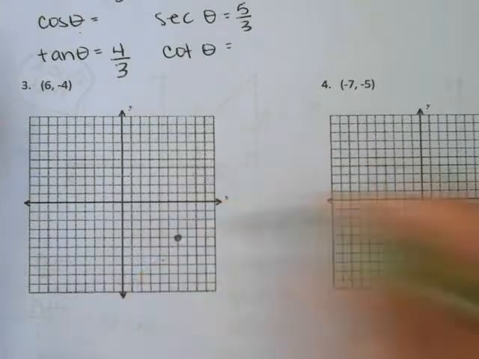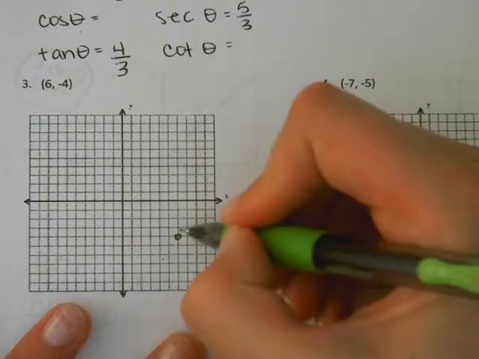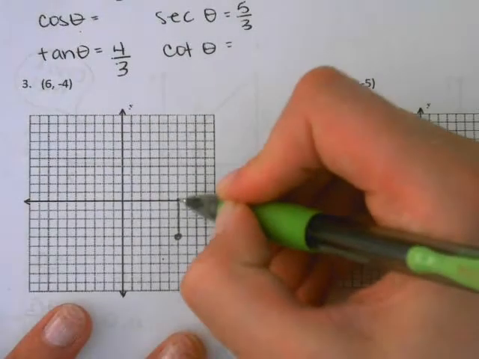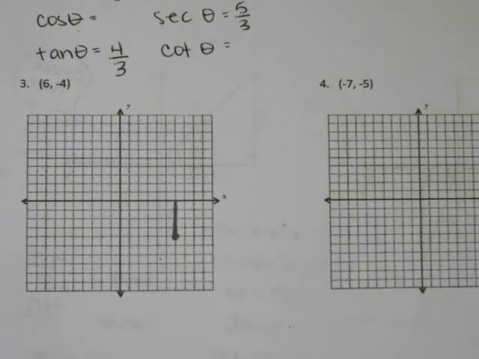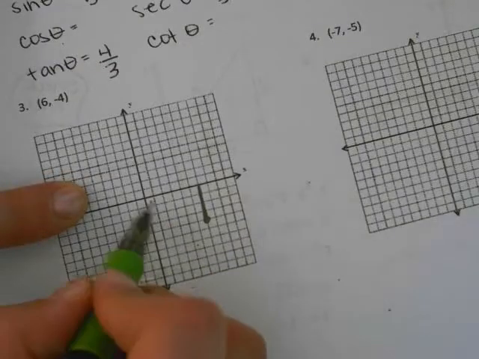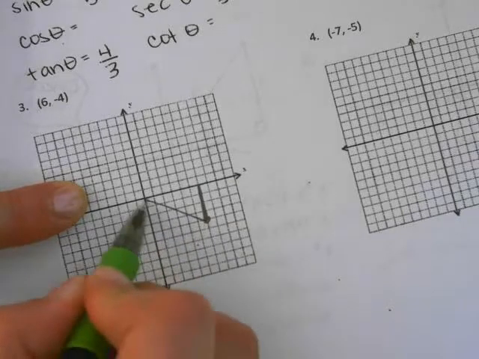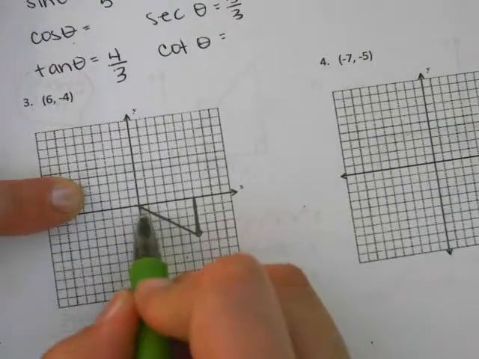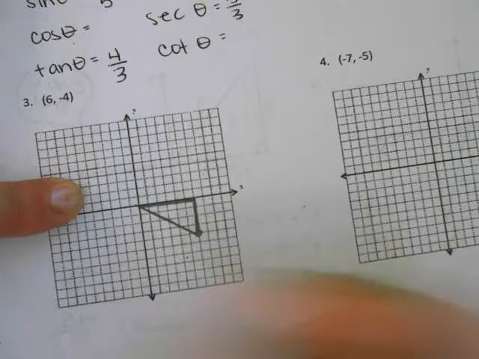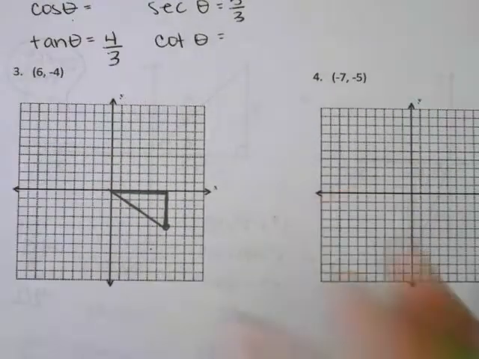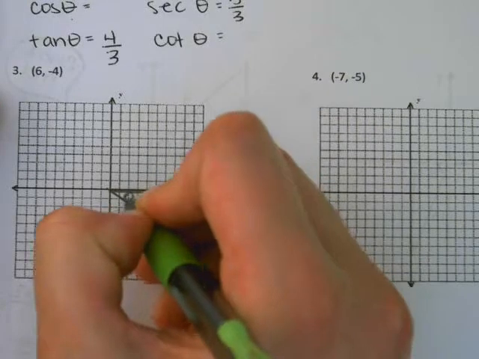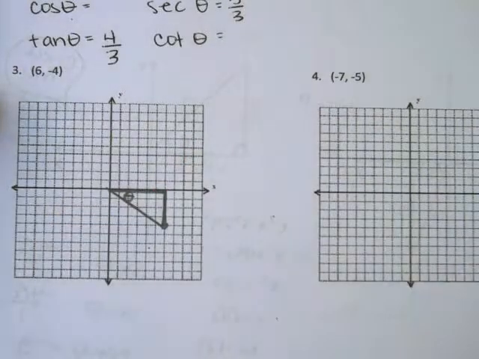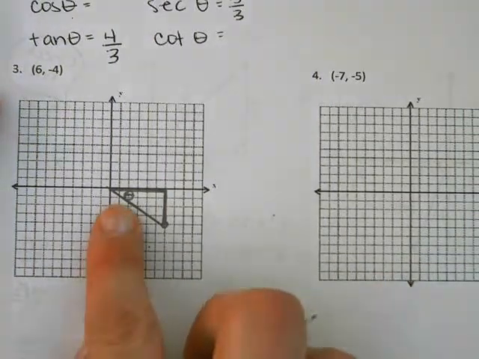And here's how I want you to draw the triangle. You're going to draw a line straight to the x-axis. So from the point, draw a line straight to the x-axis. And then from the point, you're going to draw a line straight to the origin. So here is your triangle. We are going to label theta as the angle that is at the center. So right at the origin, that's where our theta is. So there's theta.